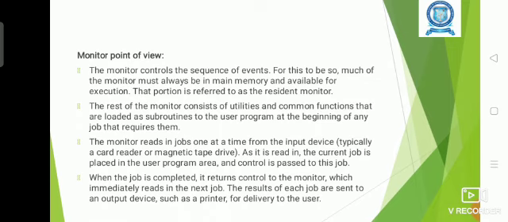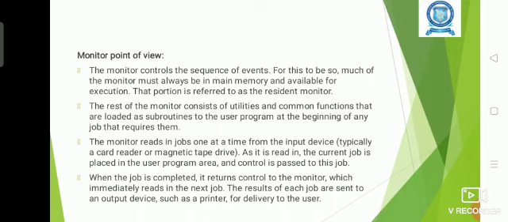When one job is completed, the monitor will take the next job and assign it for execution. Then whenever the jobs complete their processing, the results of each job will be sent to the output device, such as a printer, for delivery to the user.